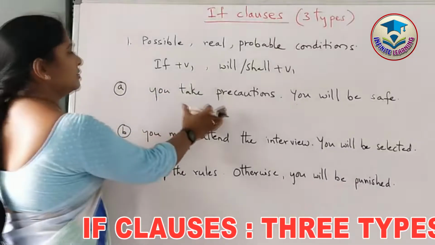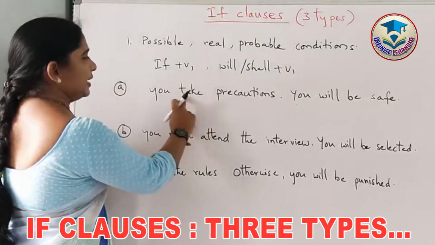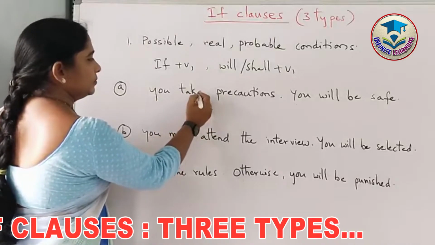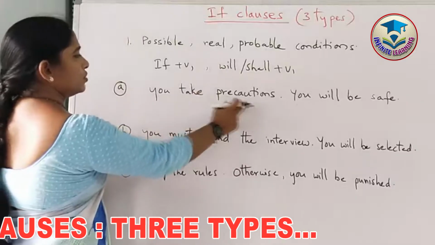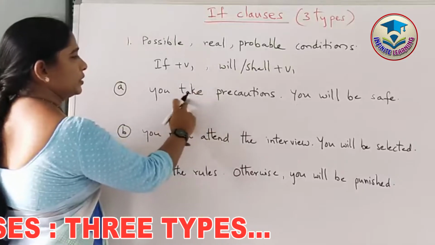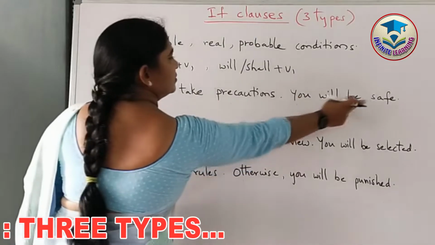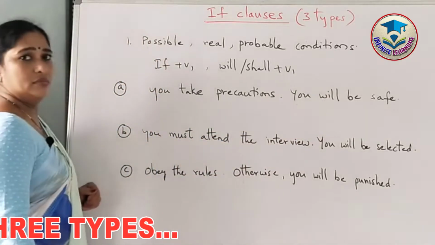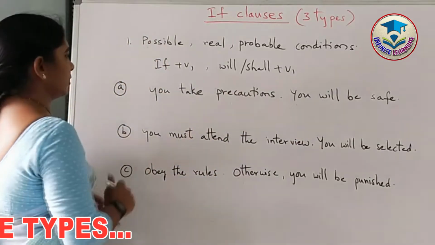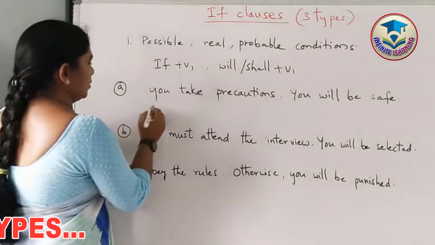You see, the sentence is in the simple present tense. Take, T-A-K-E, take. You take precautions; "take" is the simple one, V1. And here, "will be safe": "will" indicates future. And if you apply the if clause here, how will you get it?